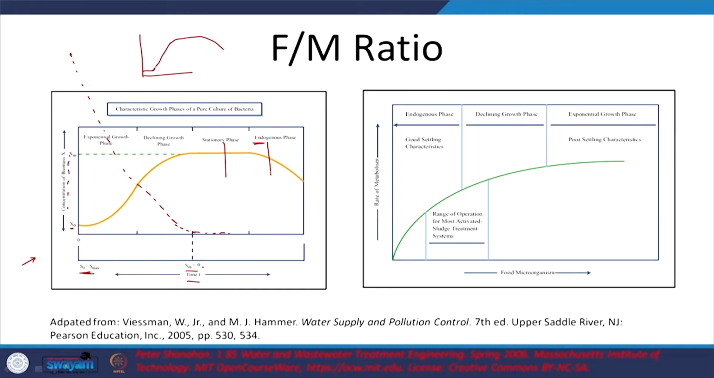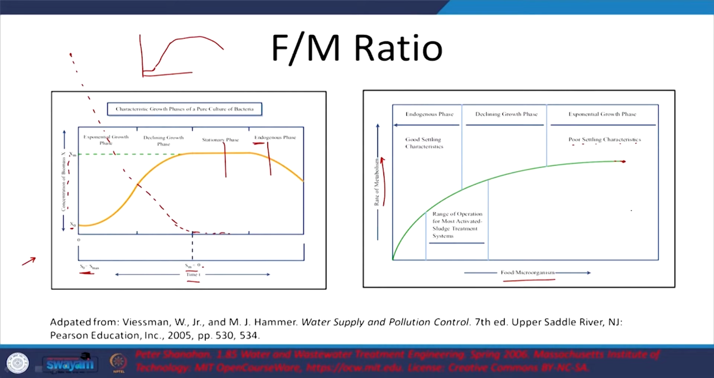So, that is what we see here. So, here we have on the x axis food to microorganism ratio, and here on the y axis we have rate of metabolism, right. How fast are they, or how well are they metabolizing, right. So, what do we have out here? So, in the exponential growth phase, right, firstly the settling characteristics are going to be poor. Here we have higher F by M and higher metabolic growth rate.